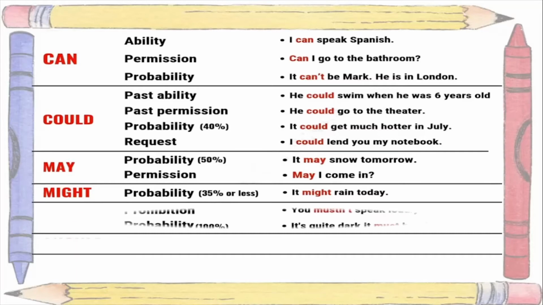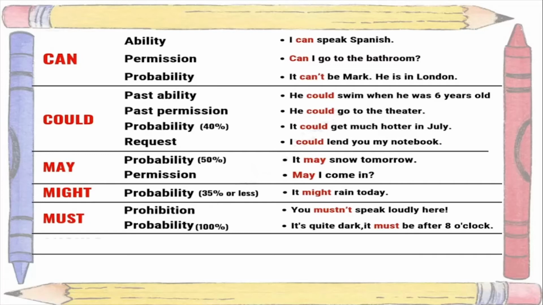Then you have the word must. Now here, when must is used in the negative, it could be a prohibition, or it could be a 100% probability. That is, it could be a certainty. When I am 100% sure that something is going to happen, it means I am certain that something is going to happen.